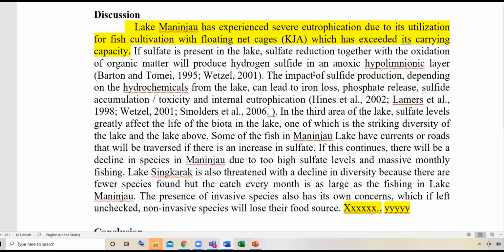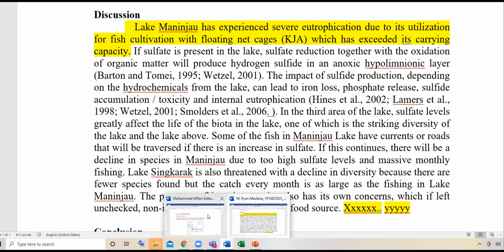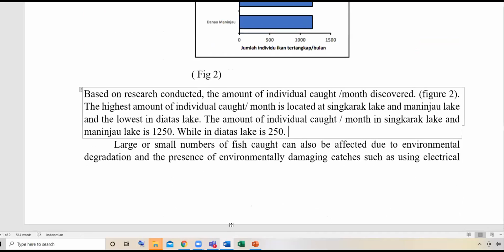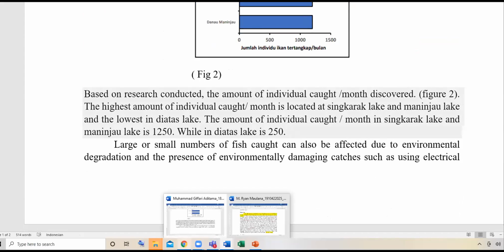So let's focus on the discussions. Remember, what is the very first part of the discussions? In the case of Ryan, for example, here, he directly put this one: Lake Maninjau has experienced super eutrophication due to its utilization for fish cultivation with floating net cages, which has exceeded its current capacity. So when we check another, for example Muhammad Ghifari, Muhammad Ghifari directly makes it with the result.